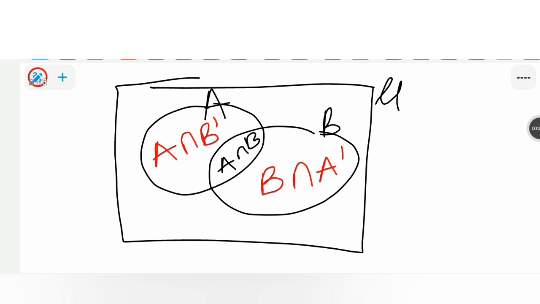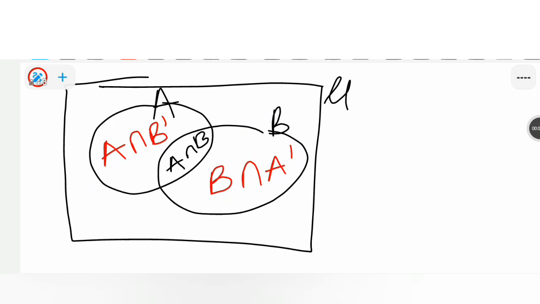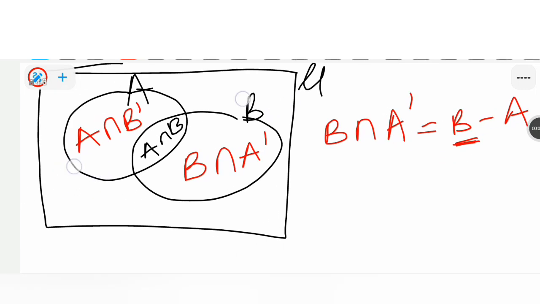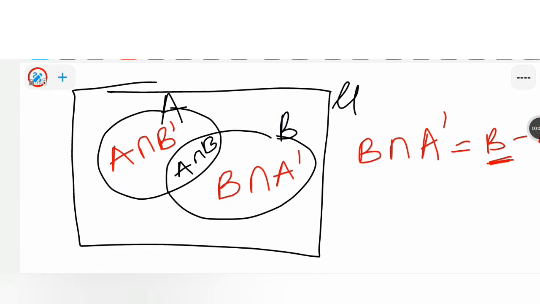Okay, sets can also be subtracted. This part, B intersection A prime, in some textbooks is written as B minus A. It means the elements that are in set B but not in A. Your focus is on set B, so you just subtract A. You remove the circle of A; it should not be involved at all.